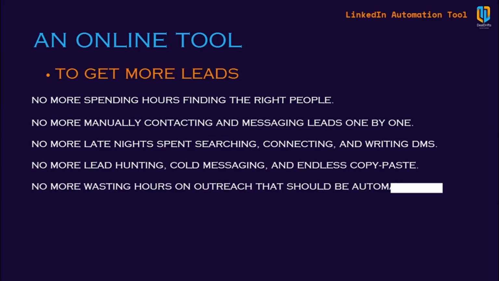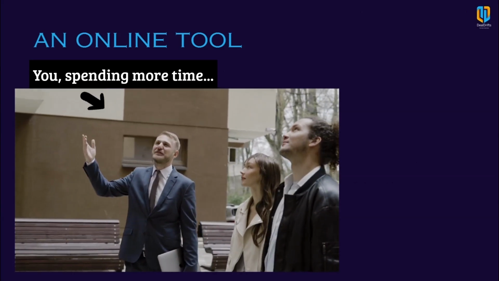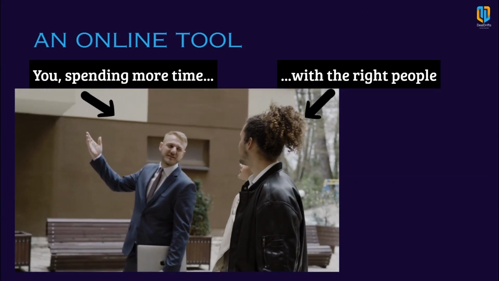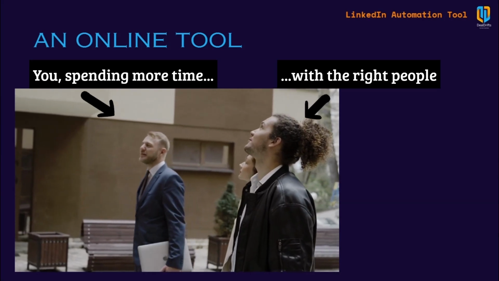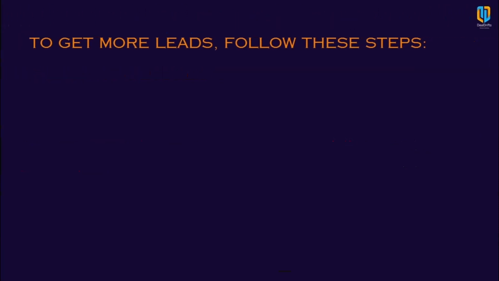Think of it as your behind-the-scenes assistant that works for you 24/7, helping you start more conversations with the right people. And just like Netflix or YouTube, Deal Drifts runs online in the cloud. You don't have to download anything or install any software. It's always up to date and ready to go from any computer.